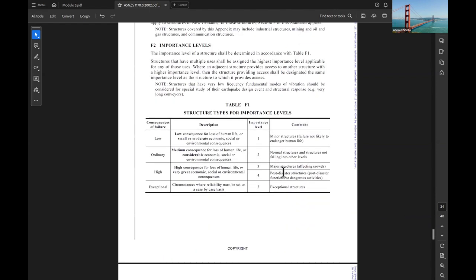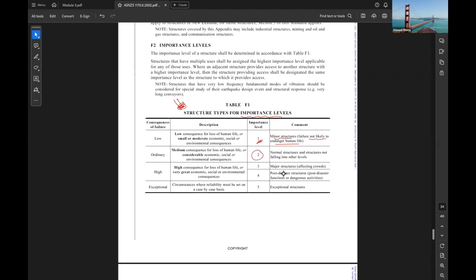Depending on, as I told you, we need to find the importance of the building. So we have a few importance levels of the buildings to design. We have importance level 1, from 1 to 5. Low is for buildings with low consequence for loss of human life, or small or moderate economic, social or environmental consequence, like minor structures whose failure is not likely to endanger human life. So for simple or small buildings that will not threaten lives of people.